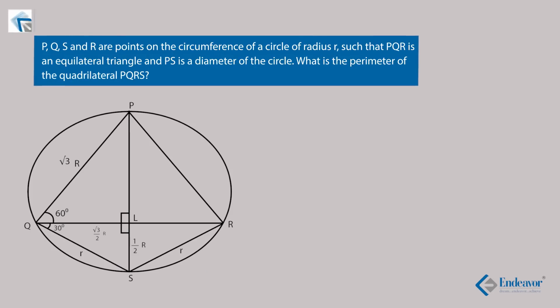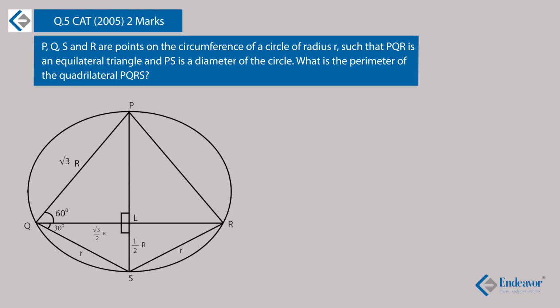So here's the question. P, Q, S and R are points on the circumference of a circle of radius r, such that PQR is an equilateral triangle and PS is the diameter of the circle. What is the perimeter of the quadrilateral PQRS? Now, the figure was not given in this question, and therefore we are supposed to draw our own figure.